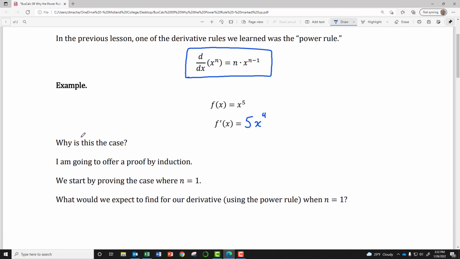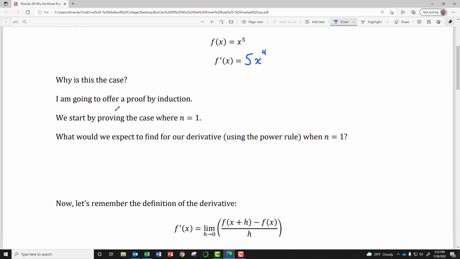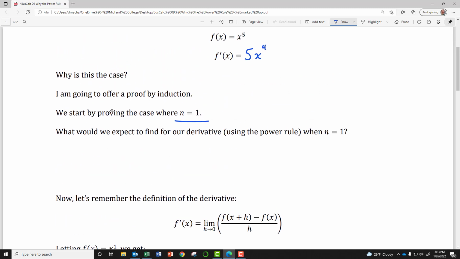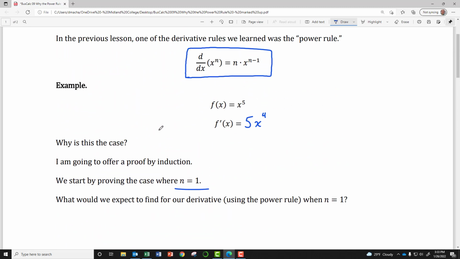I'm going to offer what we call a proof by induction, and we're going to start by proving the case of this power rule where we let n equal 1. So when you look at this power rule in the blue box, if I set n equal to 1, why is that the case? We're going to ask the question: using the power rule, what would we expect to find for our derivative?